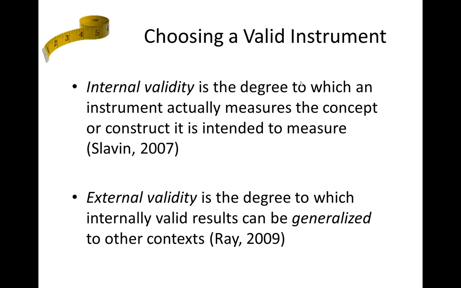Choosing a valid instrument, you want to make sure that whatever instrument you're choosing, whether it be a self-report scale, whether it be a measure of anxiety, whether it be a measure of anything at all, it has internal and external validity. Generally speaking, internal validity is the degree to which an instrument actually measures the concept or construct it is intended to measure. If you want to use a measuring cup to measure someone's height, it's not going to work.